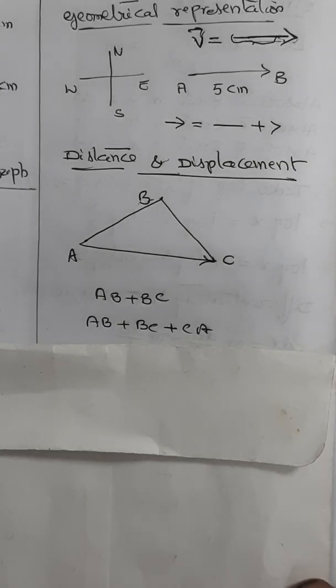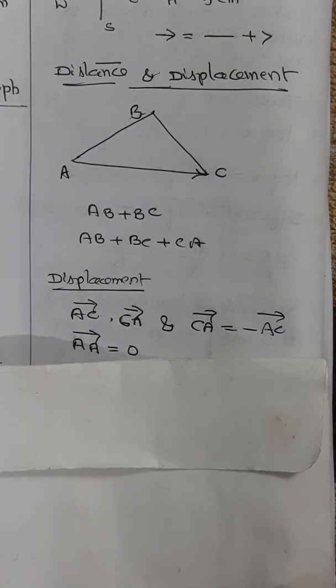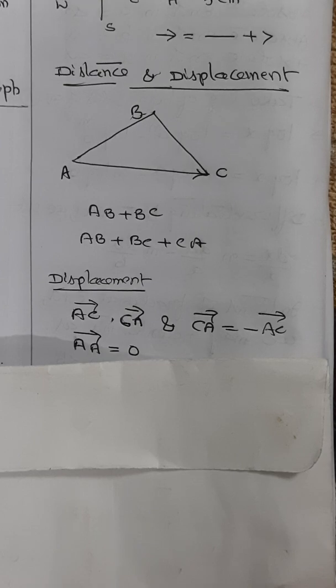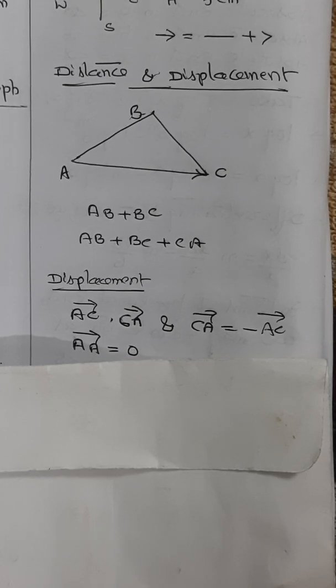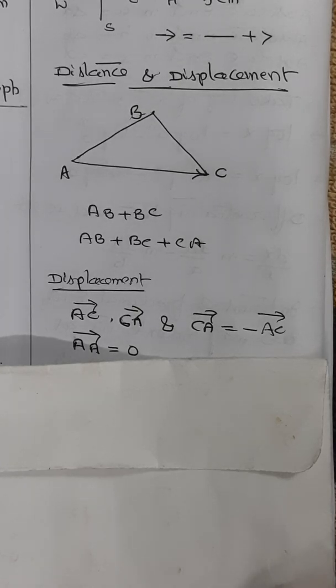When you talk about displacement, the displacement of an object in a given interval of time is defined as the change in the position of the object along a particular direction during that time and is given by the vector drawn from the initial position to its final position. For example, displacement is a vector because it possesses both magnitude and direction.